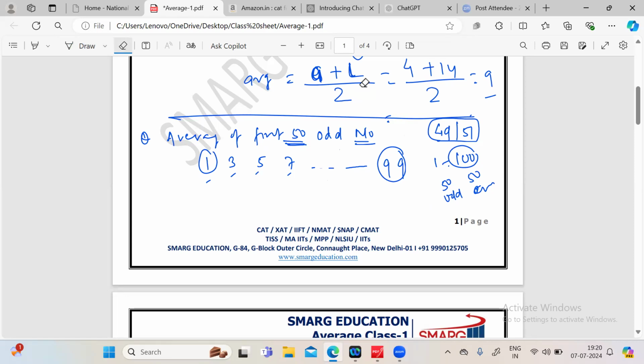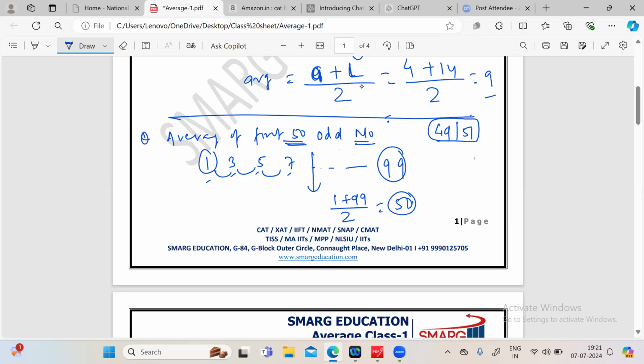Okay. So I was asking the average of first 50 odd numbers, and I have told you already that when it is in AP, because the gap is 2 between all consecutive terms, the average will be the middle one. And how will we find the middle value? 1 plus 99 divided by 2, which is 50.